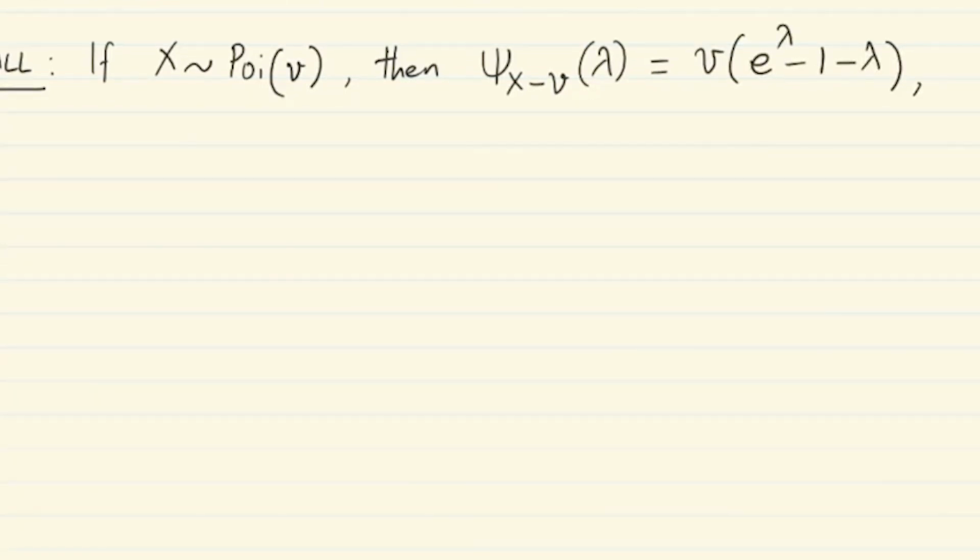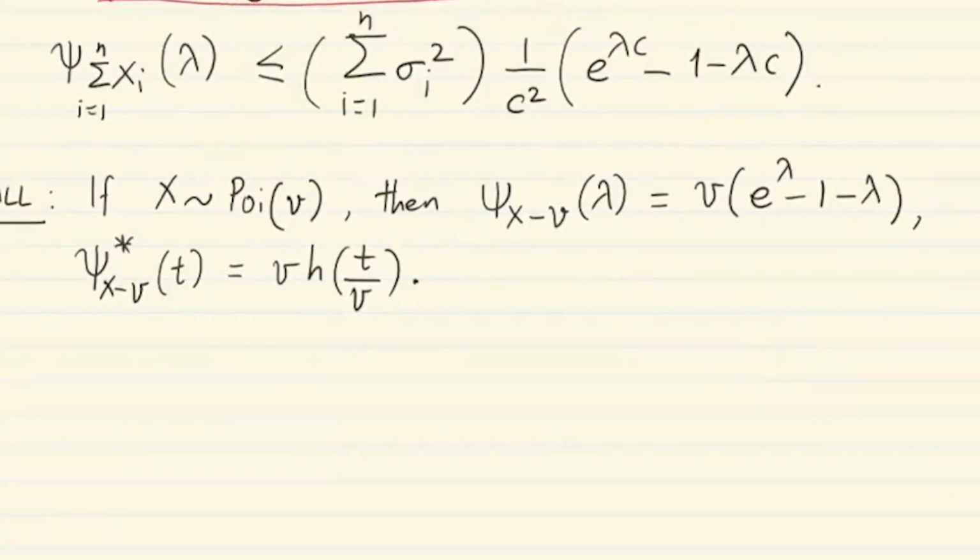and its dual function ψ_X star, its Cramér transform of the centered Poisson random variable, is v times h of t by v. Okay, where h of x is basically the same function h, (1 plus x) log (1 plus x) minus x. So this is a fact about the tail of a Poisson random variable, or the moments of a Poisson random variable, and we can now do some pattern matching here.